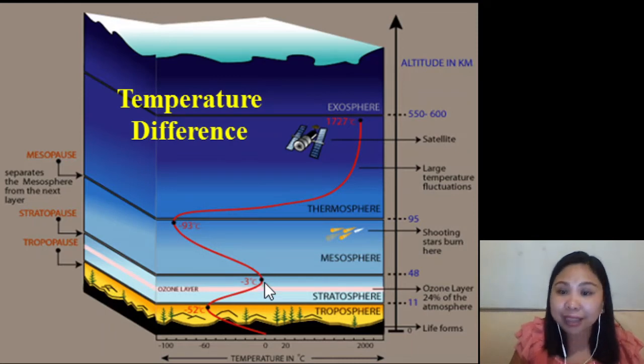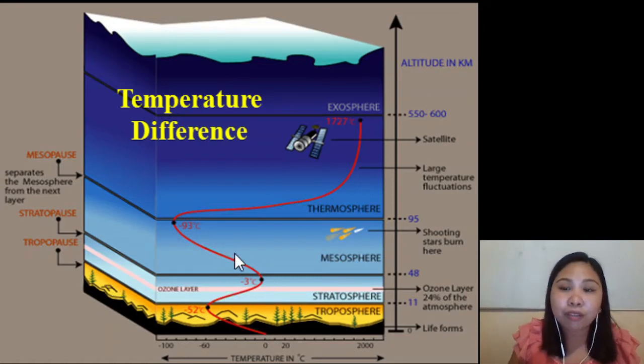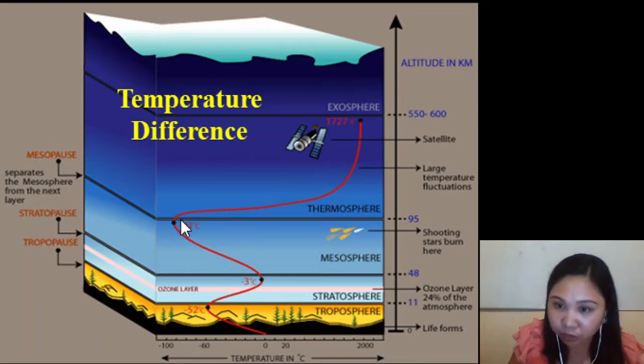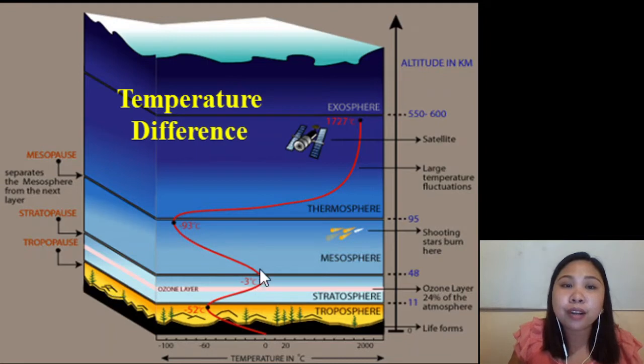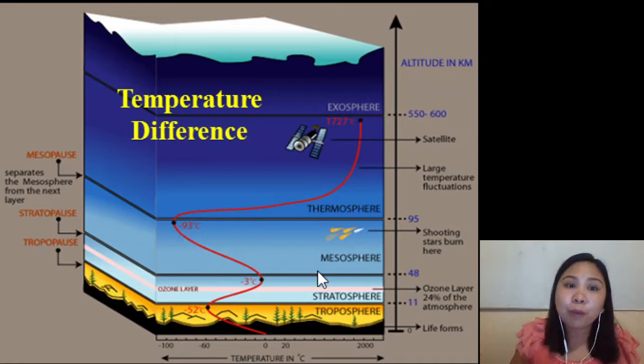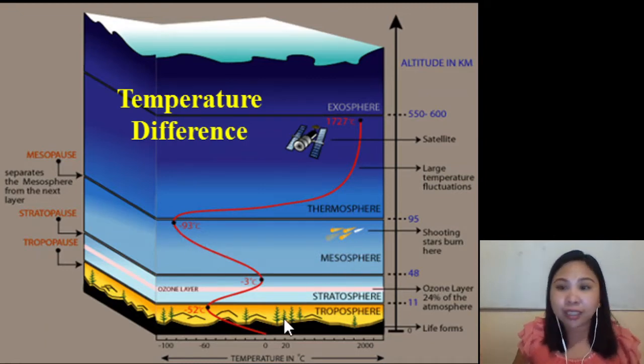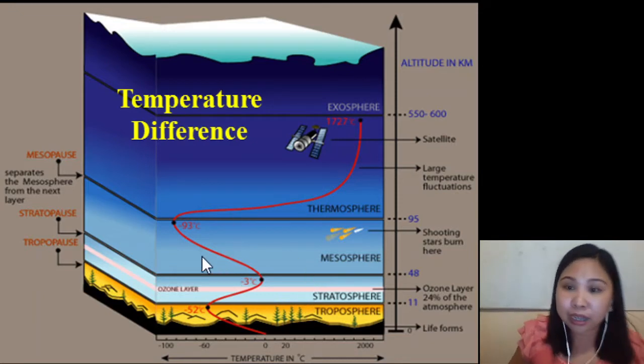Habang tumataas sa mesosphere, ito yung sinasabi ko sa inyo, bakit ang mga shooting star ay nabe-burn dito? Kasi biglang nagkakaroon ng fluctuation. Lumalamig dito sa part na ito, kasi ang temperature dito ay negative 93 degrees Celsius. Malamig na po. Kaya bago pa man makadating ang mga meteors sa surface ng Earth, nabe-burn na sila kasi sobrang lamig dito.